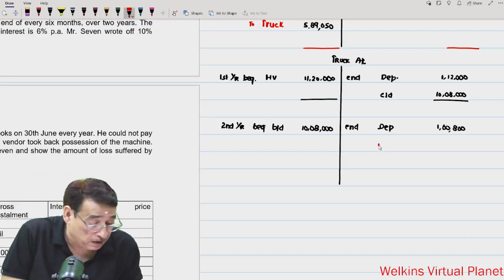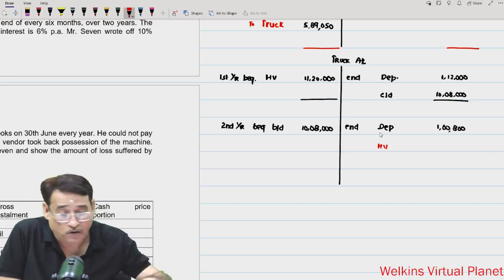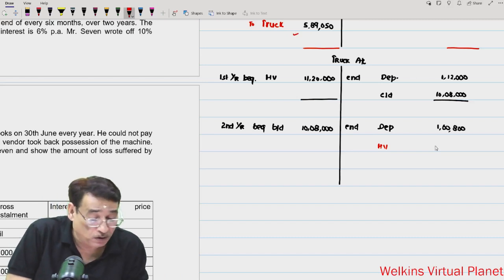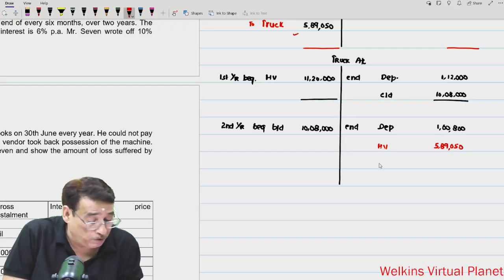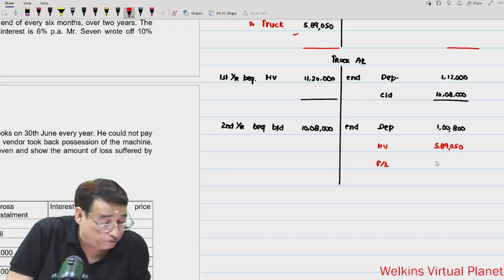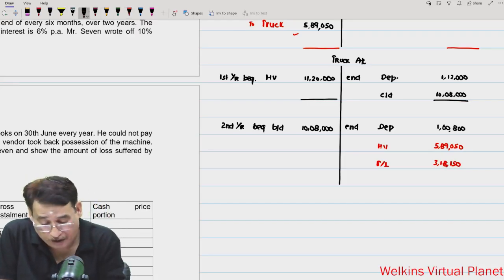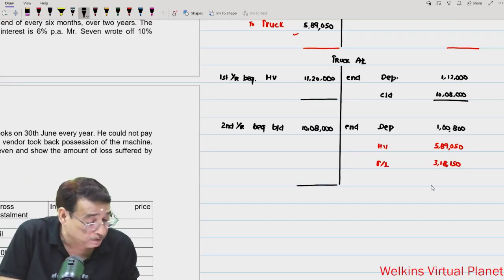Because on this day, this truck was returned back to hire vendor. At what value you have already written here? So you shall write here 589050. So there will always be a loss. Now what will be the amount of loss? 318,150. 318,150 is the amount of loss. Correct?